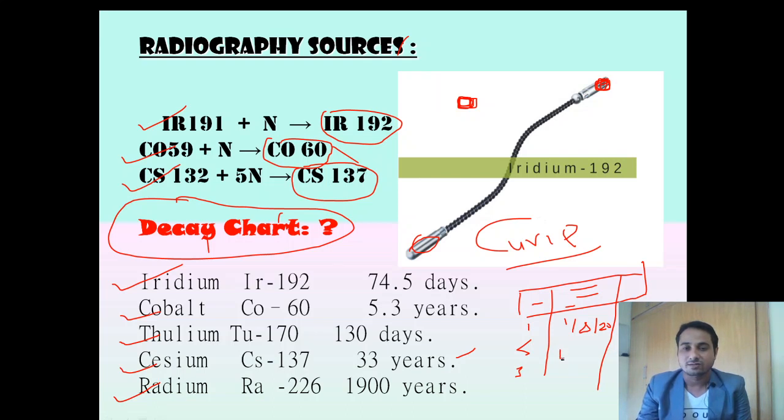Now for each day, the strength is listed in this chart. Any day from the day of procurement, we can see what my source strength is. So that decay chart is very important. We need to have a decay chart to check the strength of our radiography source.